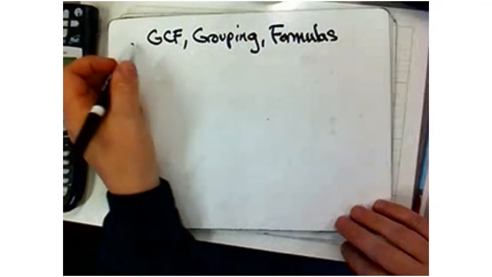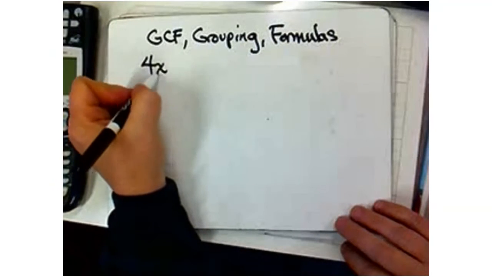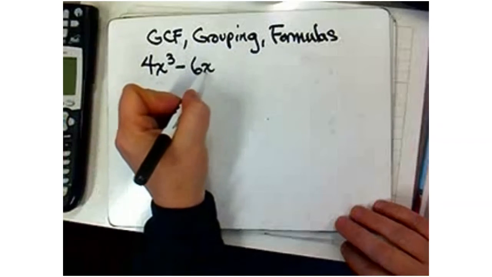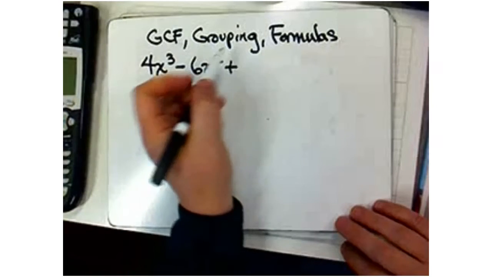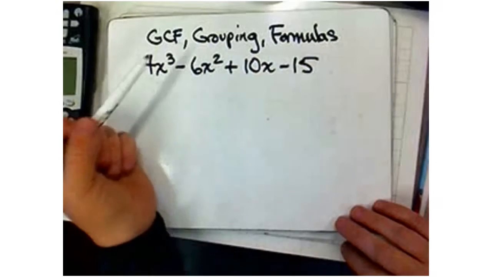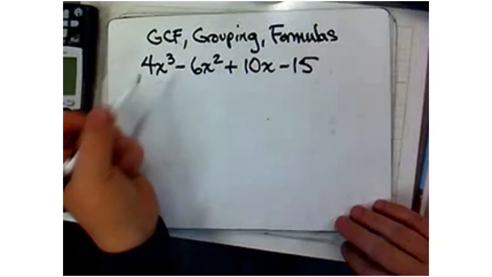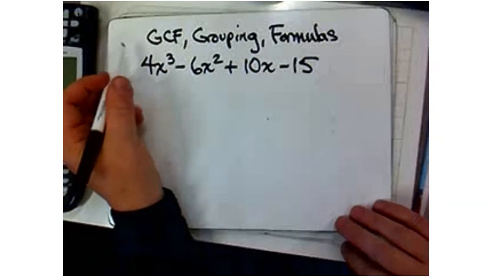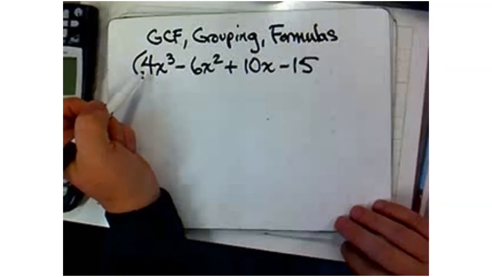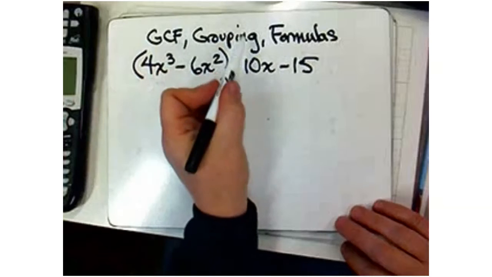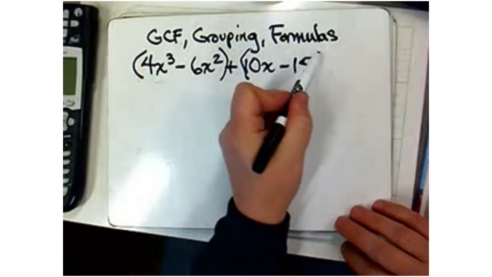Example 1 says factor 4x to the third power minus 6x squared plus 10x minus 15. And so they show that they used the grouping method. They grouped the 4x to the third minus the 6x squared: open paren, 4x to the third minus 6x squared, close paren, and then open paren, 10x minus 15, close paren.